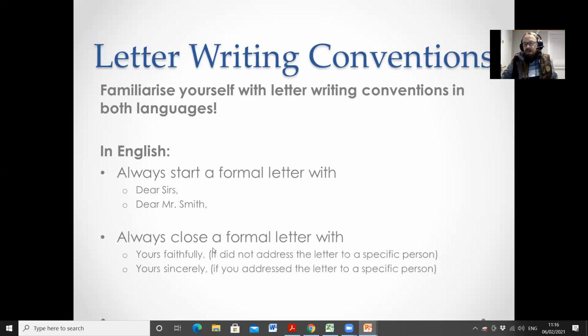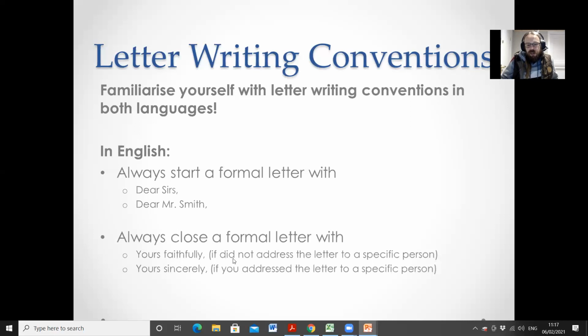Never anything else. Never Faithfully yours or Sincerely yours or Kind regards or All the best, or whichever other way you might want to finish your letter. So always Yours faithfully, always Yours sincerely, for the purposes of the exam. And these are not interchangeable. So I've made a wee note here.